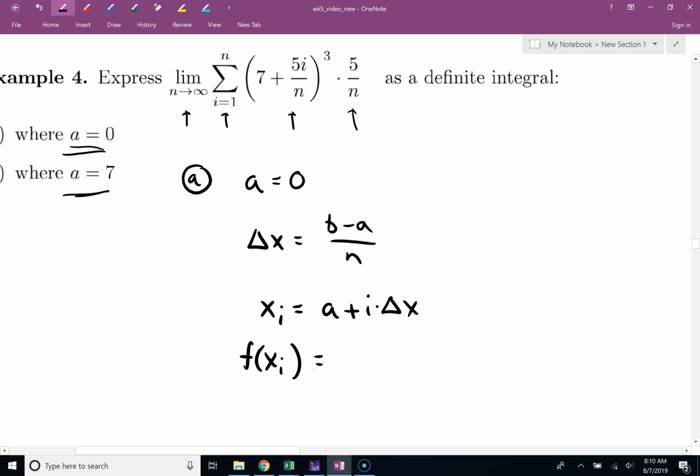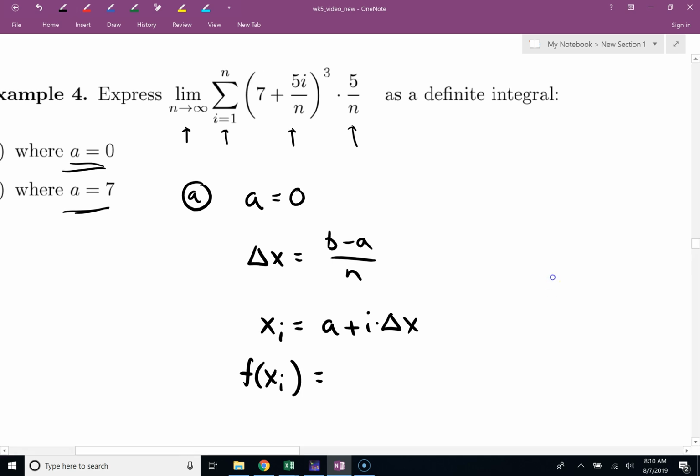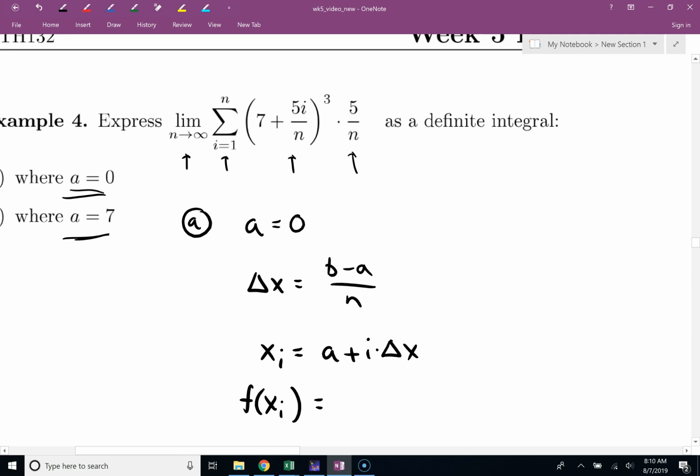And I don't know what my function looks like right now, so I really don't know how to write this quite yet. But let's go back up here really quick and see if there is anything that looks like this. In fact, I know what my a value is here. a is just going to be 0. So this is going to be (b minus 0) over n, or that's just going to be b over n.